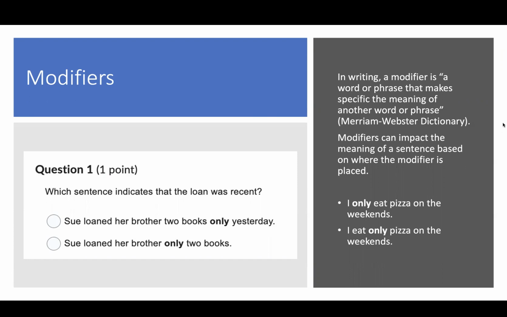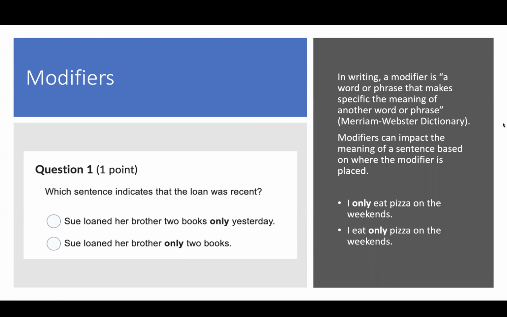So for example, we have 2 sentences here. I only eat pizza on the weekends, or I eat only pizza on the weekends. We have kind of the same words in these sentences, but the word only is a modifier. And based on where I put it in the sentence, it changes the meaning. So if I place it next to the word I, only eat pizza on the weekends, that's a different meaning, right? I only eat pizza on the weekends. I don't eat it on other days of the week, is what I'm meaning.